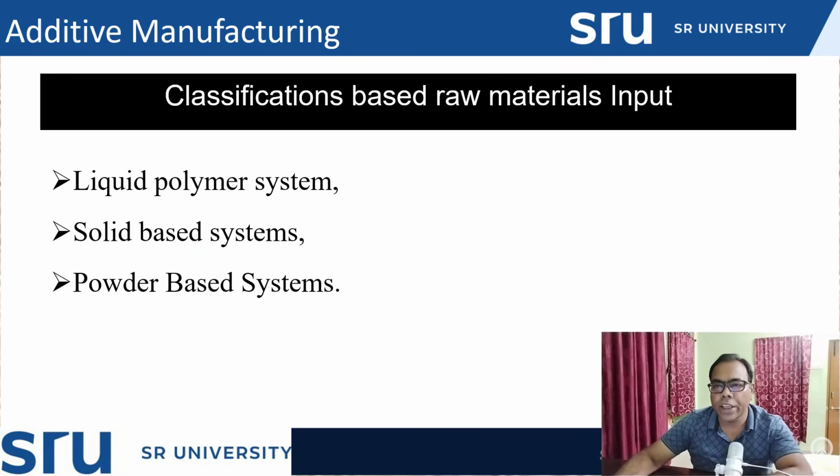Classification of additive manufacturing can be done in various ways. One technique is based on the raw material. Based on the form of the raw material used, classification is done: for liquid material, there are vat polymerization techniques; for solid material, filament-based FDM techniques; and for powder form, powder bed systems. Based on that, classifications are done for the additive manufacturing process.